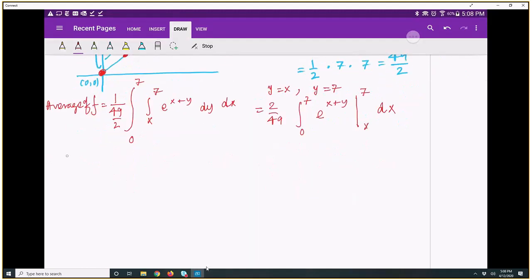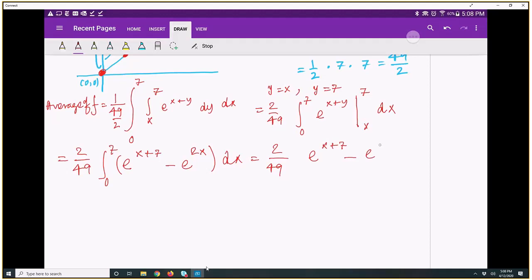So what I get, 2 over 49, integration 0 to 7, e to the power, put y equal to 7, you get x plus 7. Put y equal to x, you get 2x. One more time, I need to do the integration, so I will get 2 over 49. And this time I get e to the power x plus 7 minus e to the power 2x over 2. And I know the limits for x are 0 and 7.